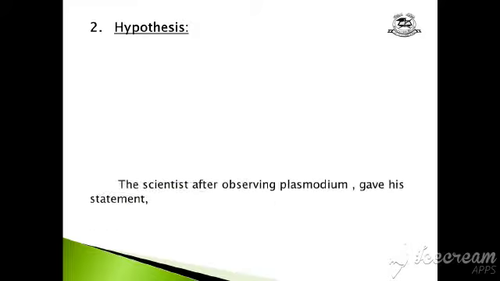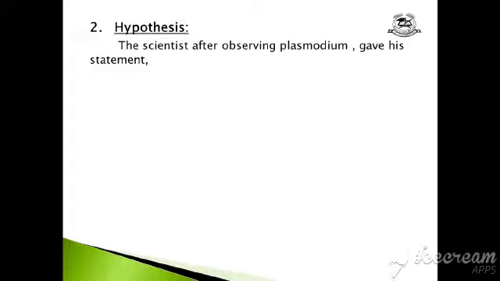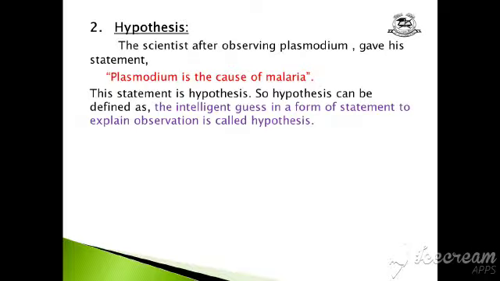Now, the same scientist, after observing plasmodium, gave his statement: plasmodium is the cause of malaria. This statement is called hypothesis. So how can you define hypothesis? It is an intelligent guess in the form of a statement to explain an observation.